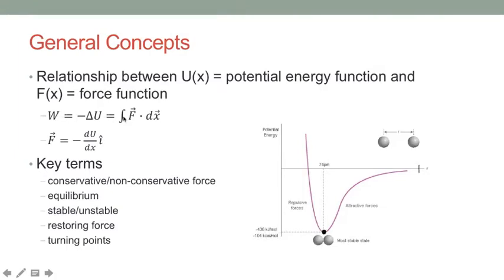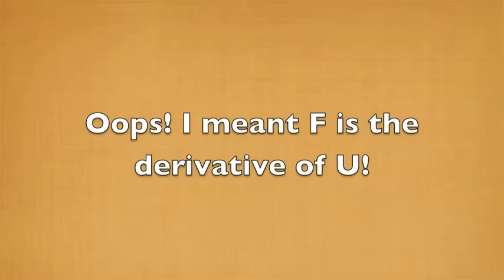And the work is equal simply to the integral of f dot dx, which makes the potential energy essentially the antiderivative of the force, which suggests that the force is the derivative of the potential energy. And again, we need the minus sign here to keep our sign conventions consistent. Oops, I did mean the derivative, not antiderivative.